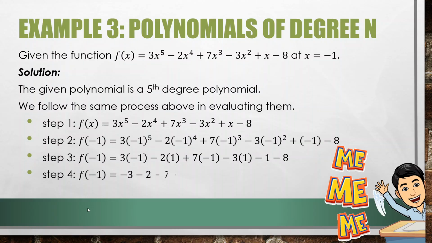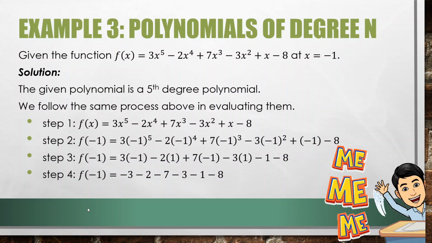Sunod. Step number 4, simplify natin, multiply natin lahat ng mga naka-parenthesis. So, that is 3 times negative 1, we have negative 3. Negative 2 times positive 1, we have negative 2. And then, 7 times negative 1 is negative 7. And then, negative 3 times 1, we have negative 3. And then, minus 1, minus 8.